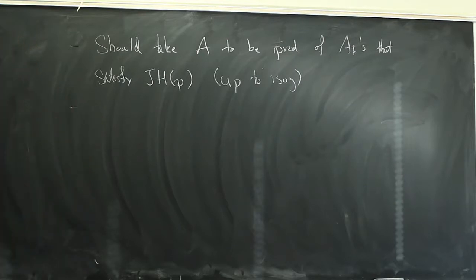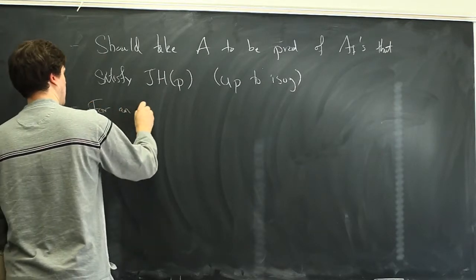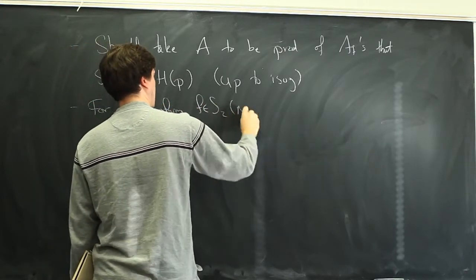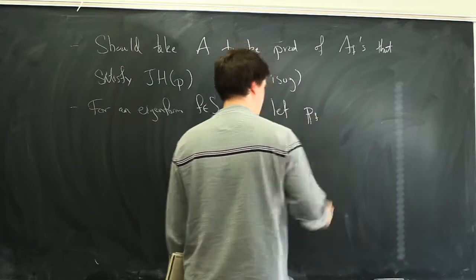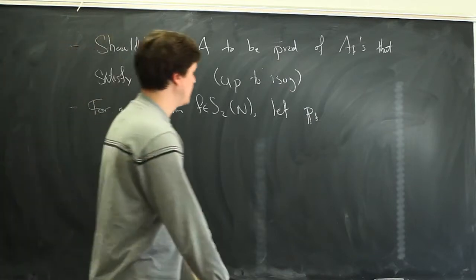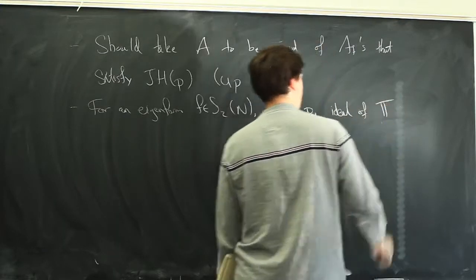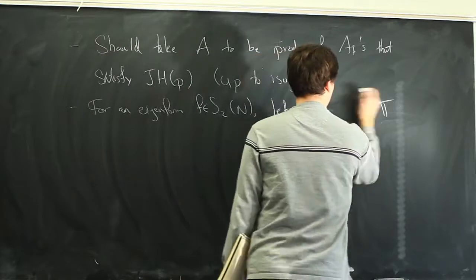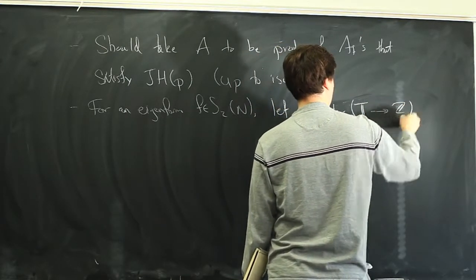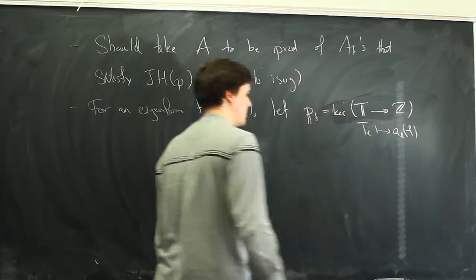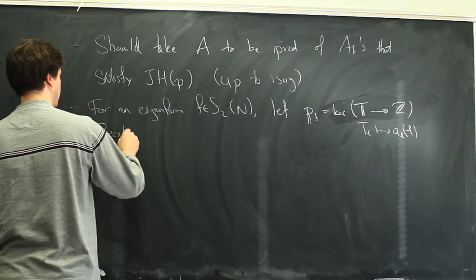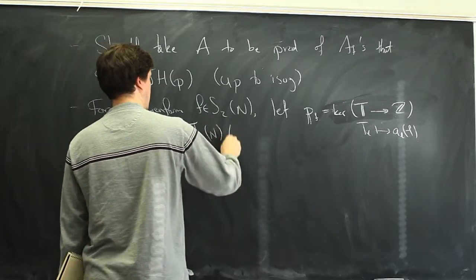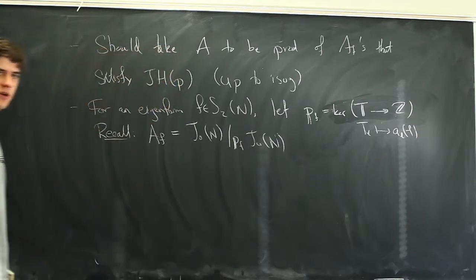Okay, so this is what we're going to do. But I want to define this a little more carefully, because we want to know what A is exactly, not just up to isogeny. So for an eigenform F, I'm going to let P sub F be an ideal of the Hecke algebra. PF is the kernel of the homomorphism from the Hecke algebra T to Z, which takes T_l to the T_l eigenvalue of F. Recall that we'd seen this idea before. This variety AF, by definition, is J0N mod PF J0N. That was what this Shimura construction was that we did before.